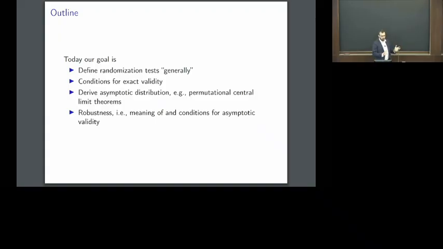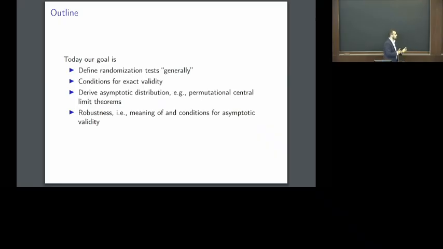Okay, so today our goal is to define randomization tests generally. We want to get clear conditions for exact validity. We want to think about asymptotic validity, so that means we need to derive asymptotic distributions. What's the limit distribution of a permutation test? Well, it's something like what the histogram of your permuted test statistics stabilizes to. So there's going to be a conditional CLT, a permutational CLT, that's going to tell us that.